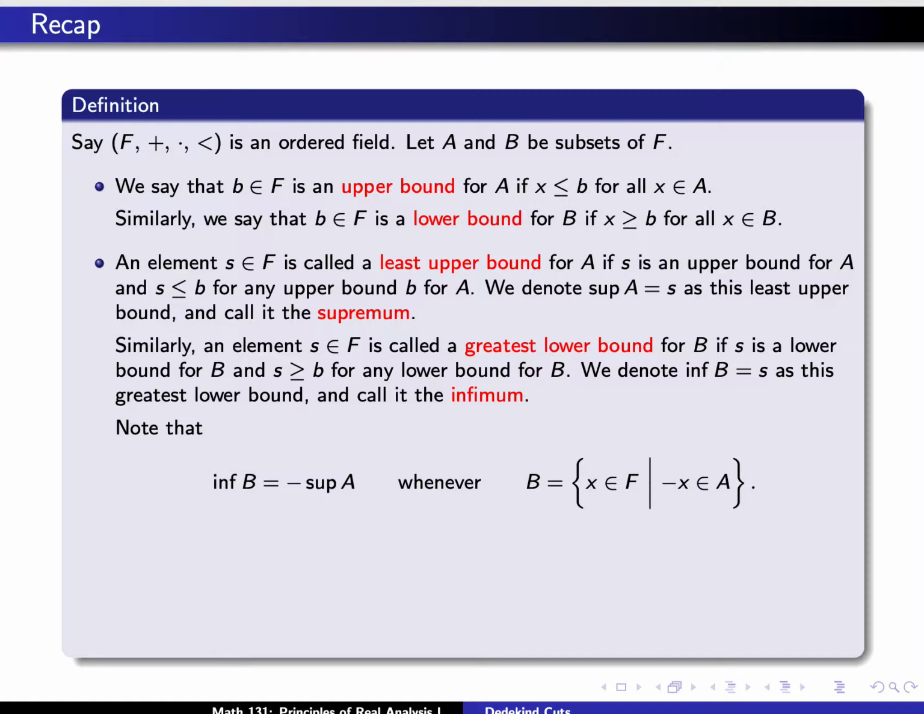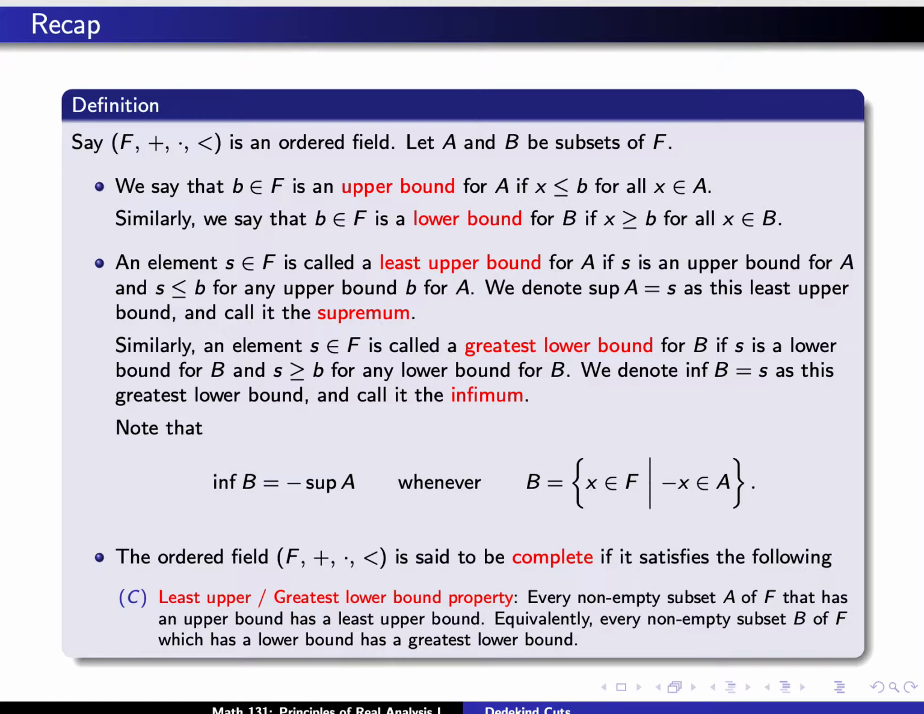Similarly, we'll say that an element S is a greatest lower bound for B if two things happen. 1. S is a lower bound for the set B, and 2. S is greater than or equal to b for any other lower bound for our set B. We'll denote S as inf B, called the infimum of the set B.